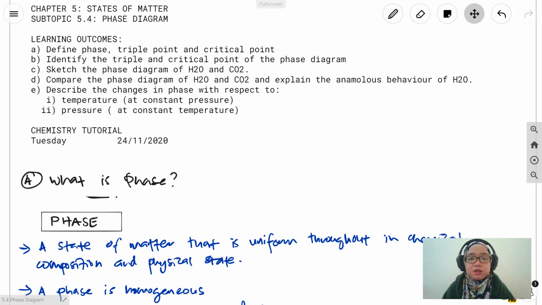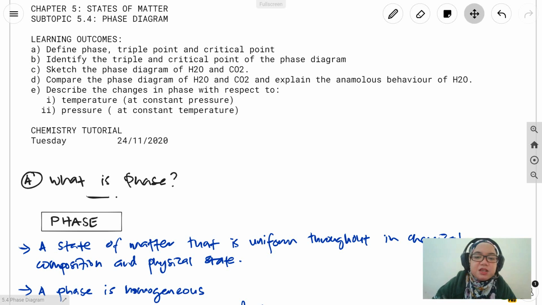And the learning outcomes that we are going to cover for today: first, we are going to define what is phase, triple point, and critical point. We are going to identify the triple and critical point of the phase diagram. We are going to sketch the phase diagram of water and carbon dioxide, compare the phase diagram of water and carbon dioxide, and explain the anomalous behavior of water. And lastly, we are going to describe the changes in phase with respect to temperature at constant pressure and to the pressure at constant temperature. So without further ado, we are going to start now.